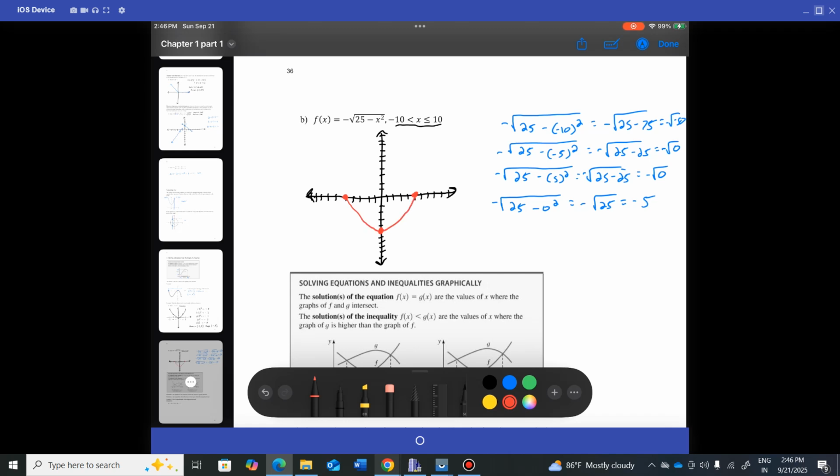Your domain is from -5 to 5. That should be a bracket, just didn't look like it. Range goes from -5 to 0.